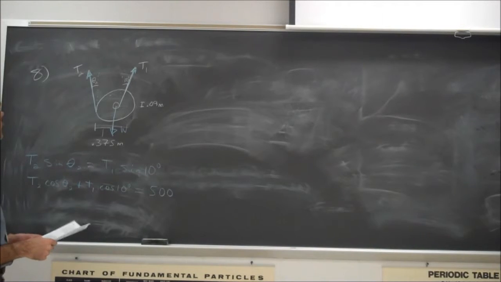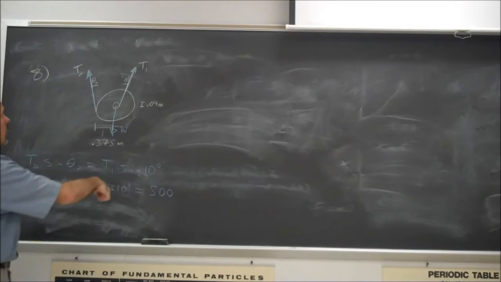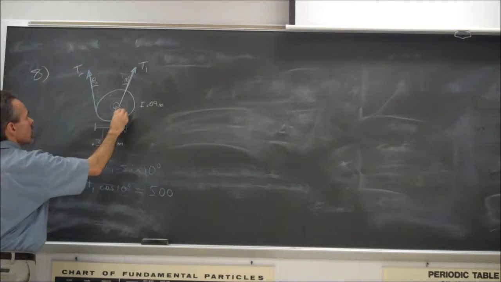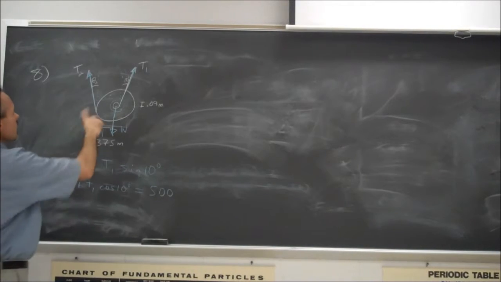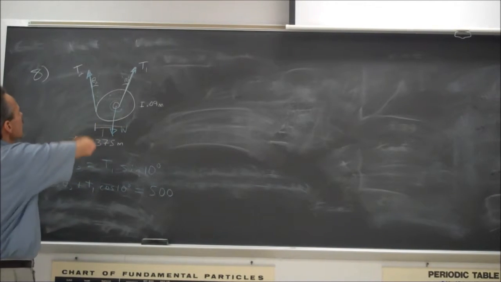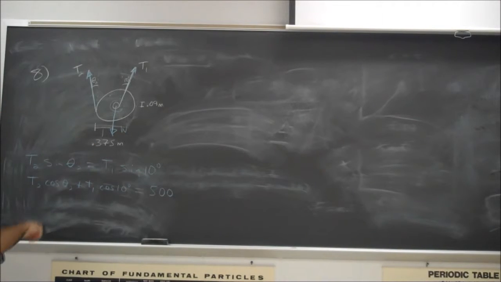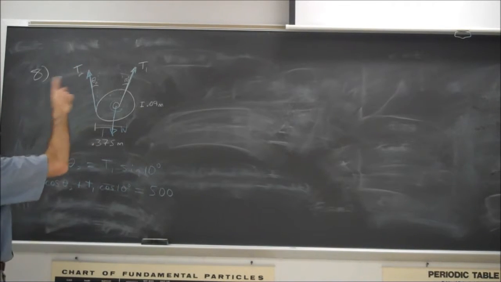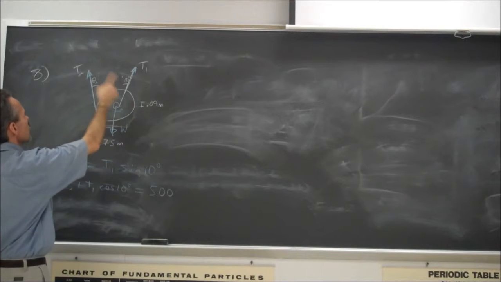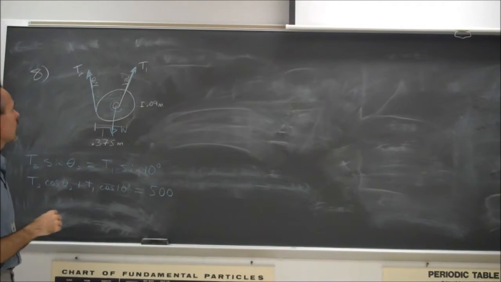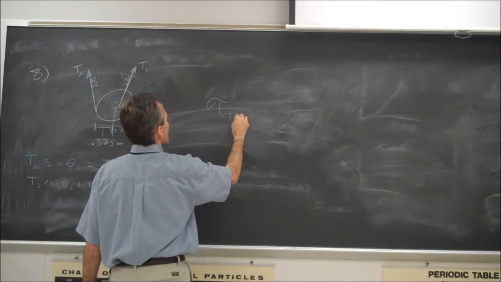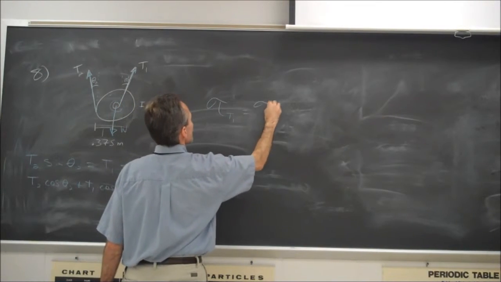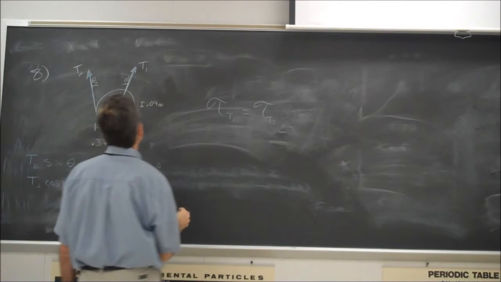So let's look at this in terms of torque. The weight will not cause a torque about the center. Let's say the pivot point's here, about the center. The weight won't cause a torque, but the tensions would cause a torque. So we've got the torque from T2, which would be a clockwise torque, and from T1 would be a counterclockwise torque, and they must be equal. So the torque from T1 must be equal to the torque from T2.